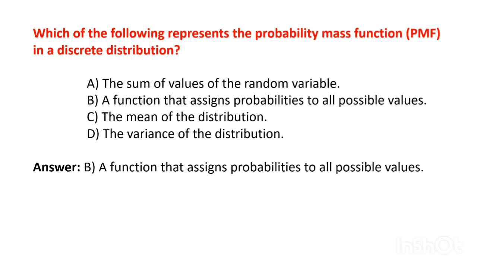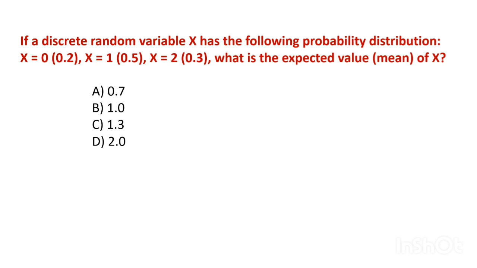Correct answer is B. If a discrete random variable x has the following probability distribution: when x is equal to 0, the probability is 0.2. When x is equal to 1, probability is 0.5. When x is equal to 2, probability is 0.3. What is the expected value of the random variable? That is, the mean. The expected value is summation x into p of x. So, 0 into 0.2 plus 1 into 0.5 plus 2 into 0.3. So, here it is 1.3, the expected value of the random variable.